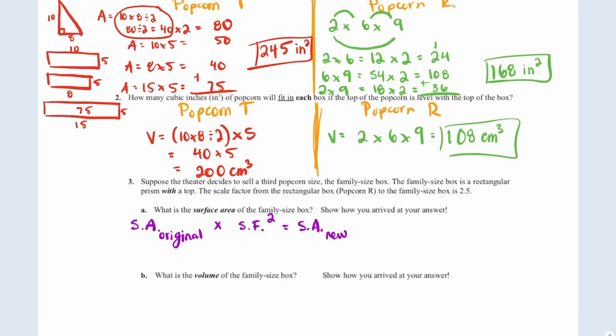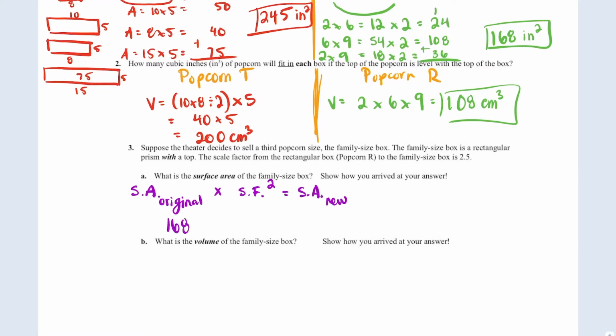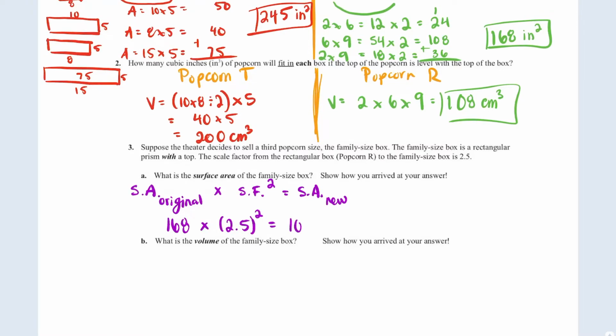Remember, we're only working with popcorn R here. Popcorn R's surface area was 168. We're going to multiply that by 2.5 twice, so 2.5 squared, in order to get the new surface area. So you're going to go ahead and type that into your calculator. I would do 2.5 squared first. So 2.5 squared is 6.25, and then you multiply that by 168. So the surface area of the new box is going to be 1,050, and we are in inches, so square inches.